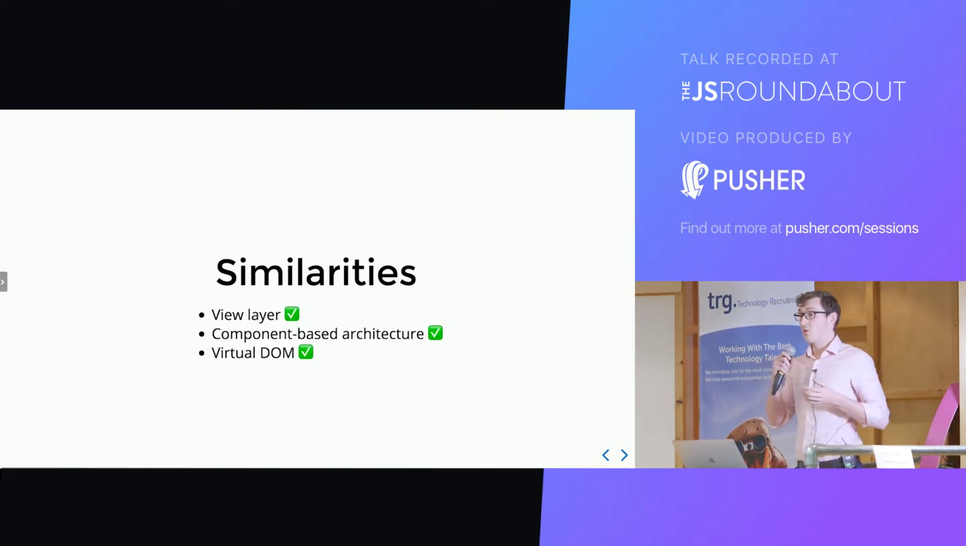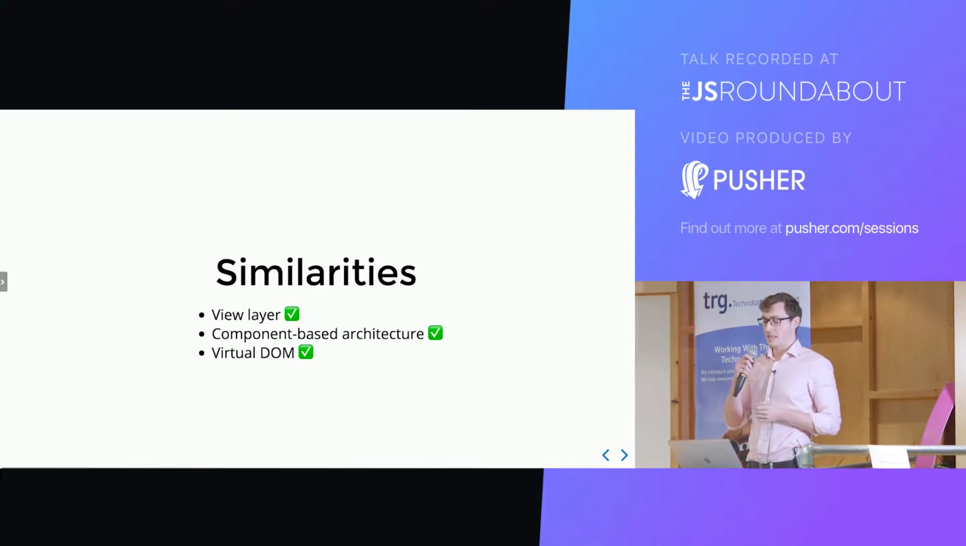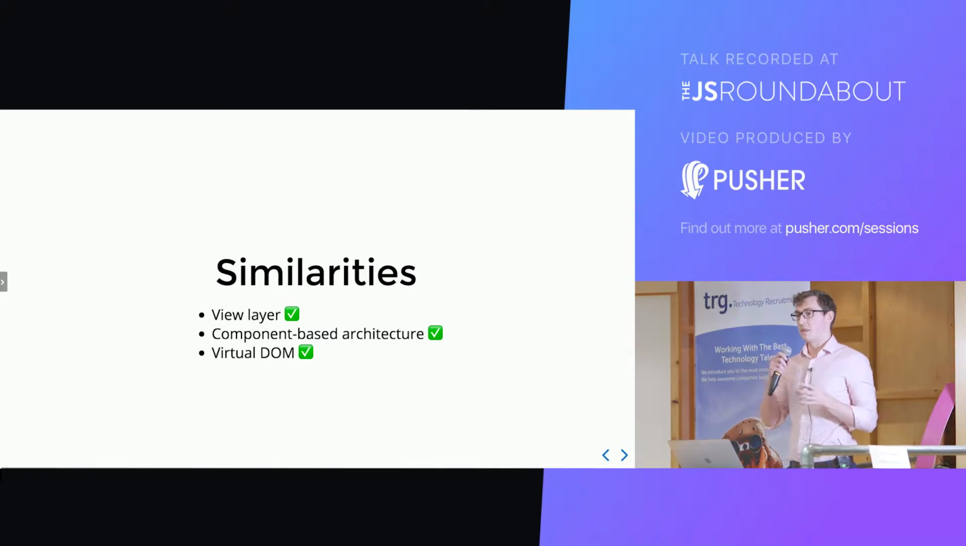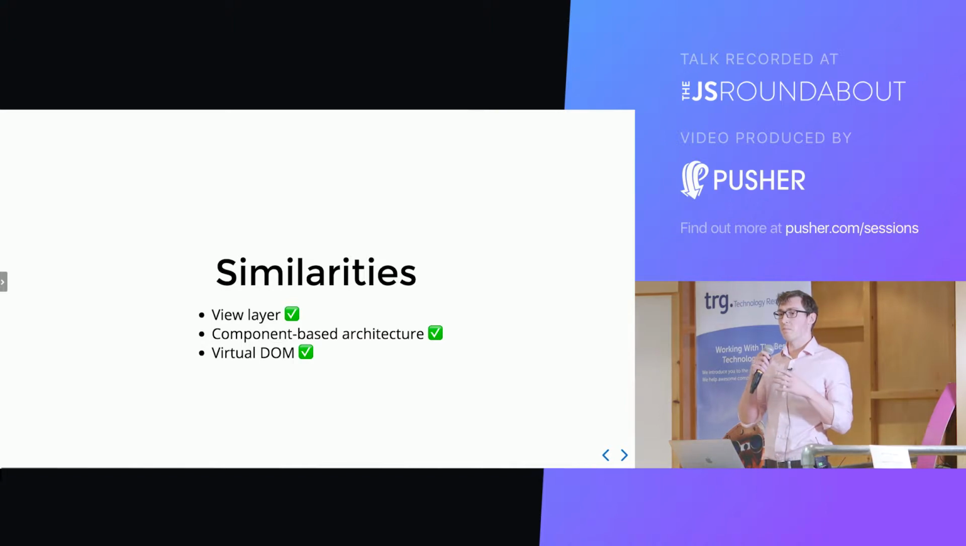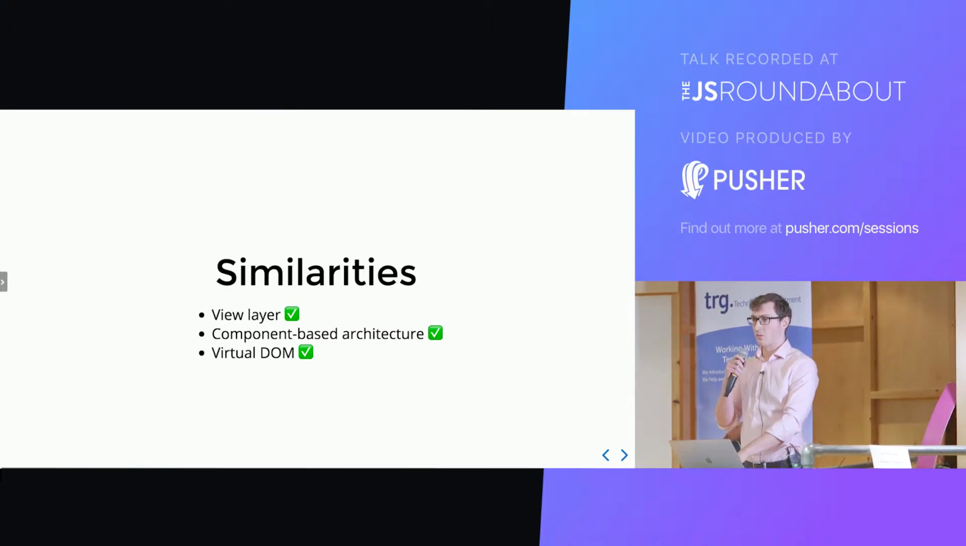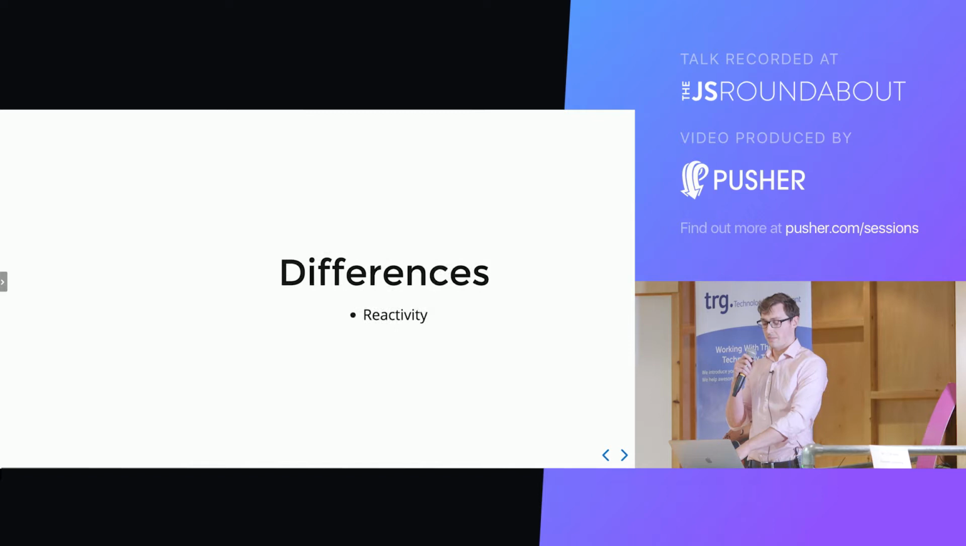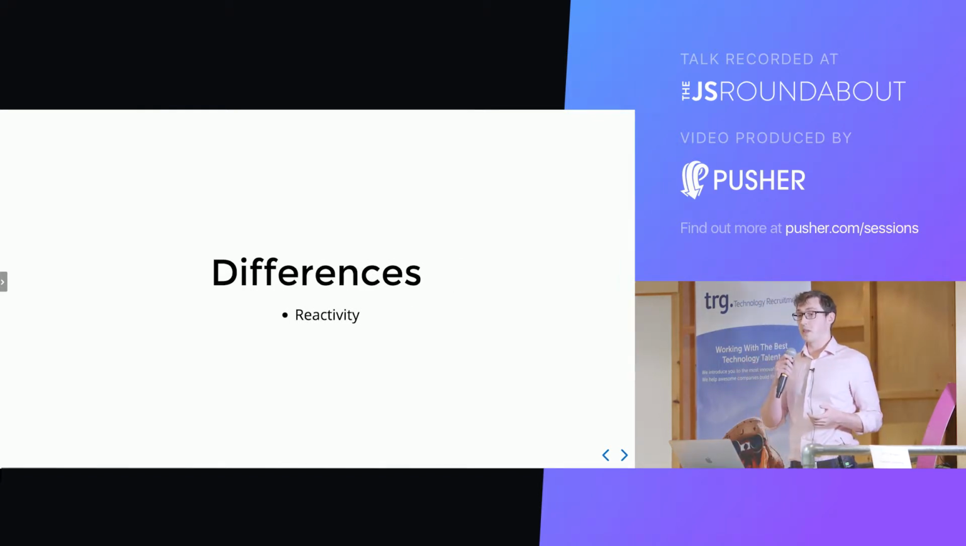So Vue and React are really similar frameworks. They're both the view layer, so they're sort of the V in MVC. They both use component-based architectures. So the sort of philosophy is that you use these composable components to build up your application. And they both use the virtual DOM, which is a slight oversimplification, but basically they both use this thing called the virtual DOM, which we'll talk about later. The biggest difference between them is how they implement reactivity.